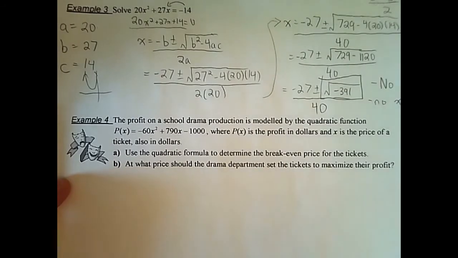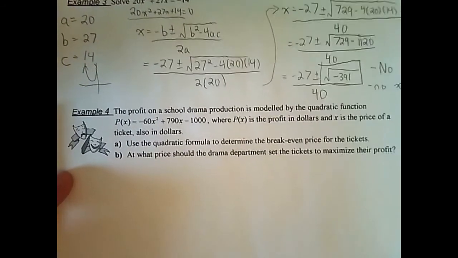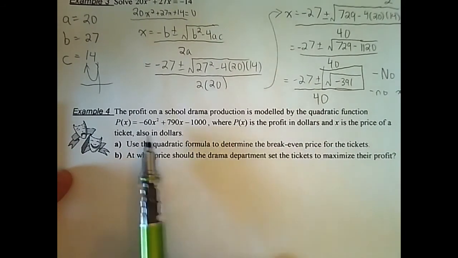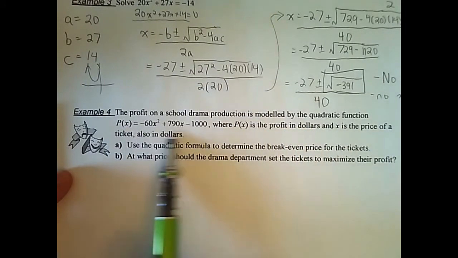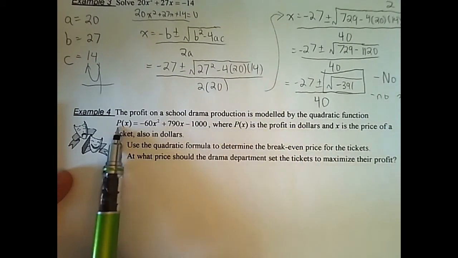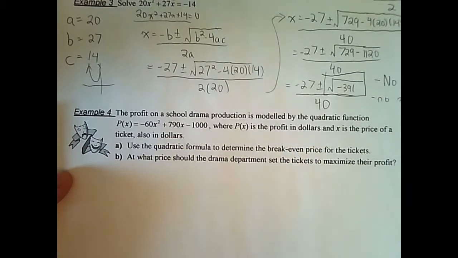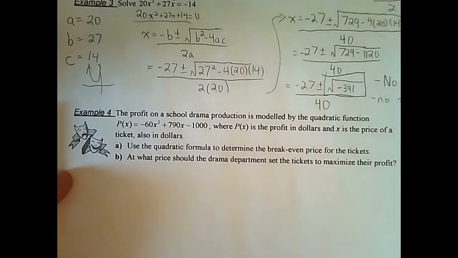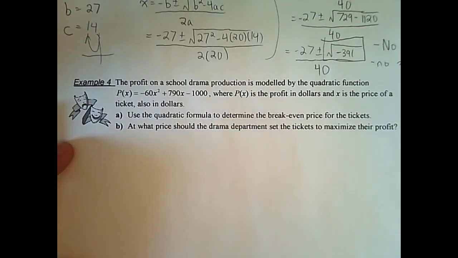Alright, so last question, we have a word problem, but you're going to see that it's going to be the same kind of deal. We're just going to be using the quadratic formula here. So the profit of a school drama production is modeled by the quadratic function this, where p at x, or the y value here, p at x is the profit in dollars, and x is the price of tickets, also in dollars. So the question even tells us use the quadratic formula to determine the break-even price for the tickets.